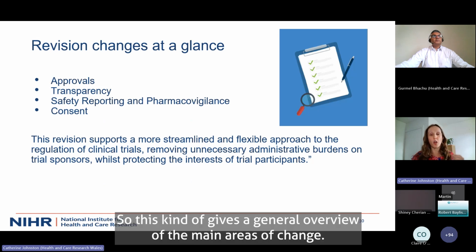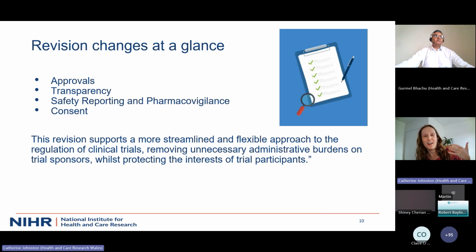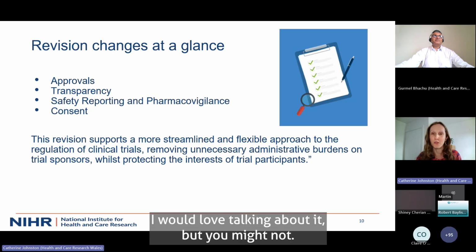Okay, so this gives a general overview of the main areas of change. I won't go into great detail on any of this because I could take a whole day if I did. I would love talking about it, but you might not.